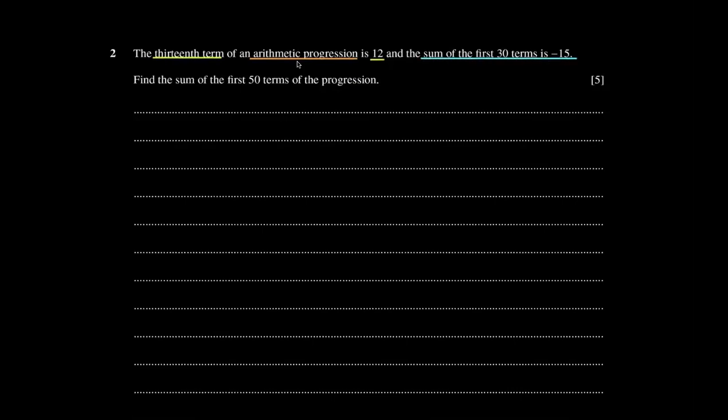So first of all, let me write AP over here. So I have written AP over here, and the term formula, that is a plus (n minus 1) d, and the sum formula, that is n divided by 2, (2a plus (n minus 1) d).